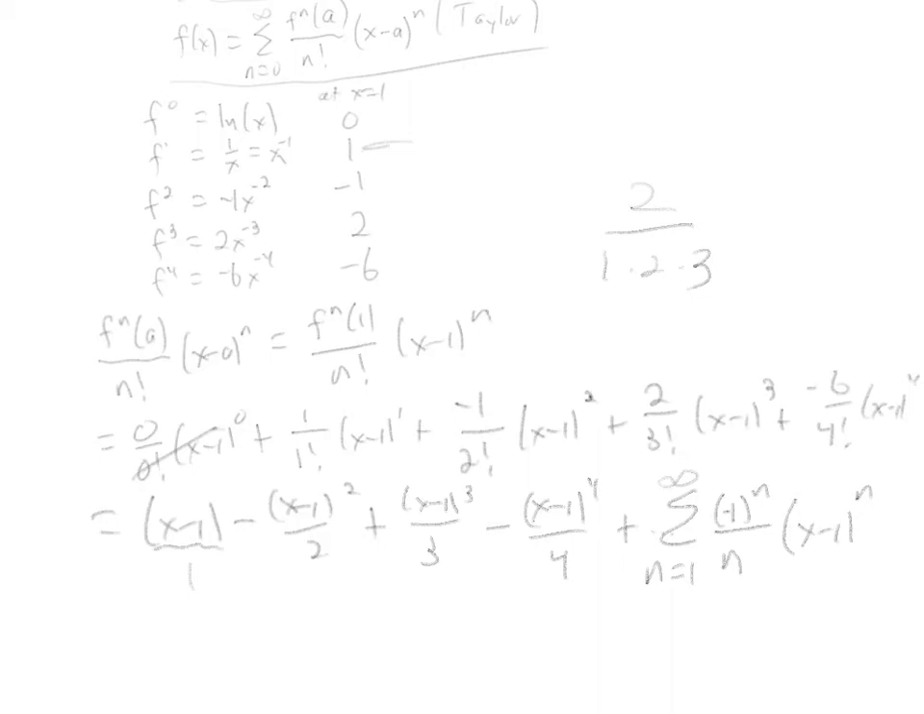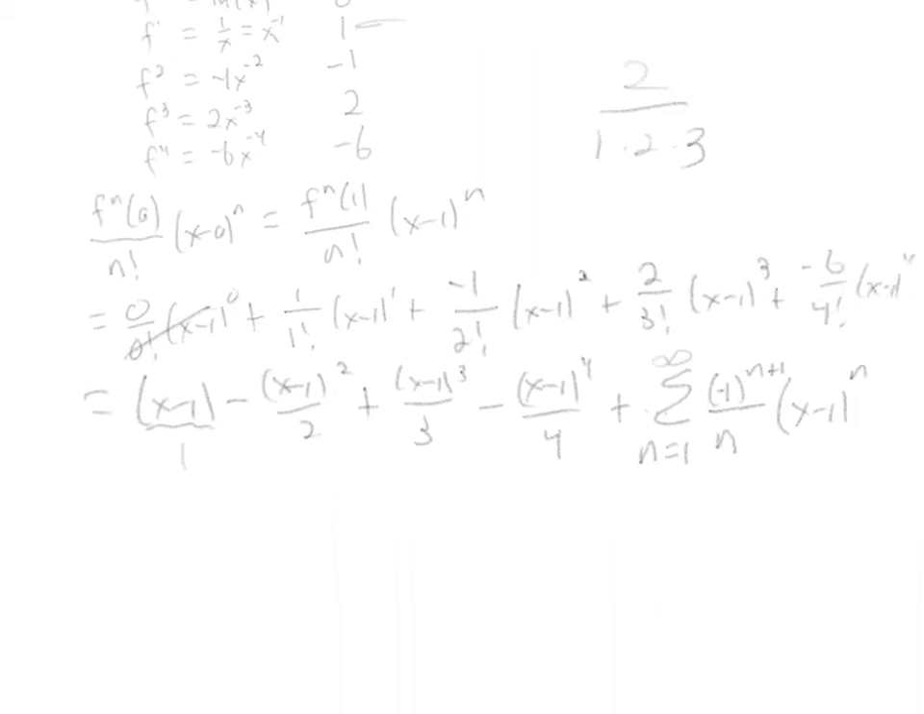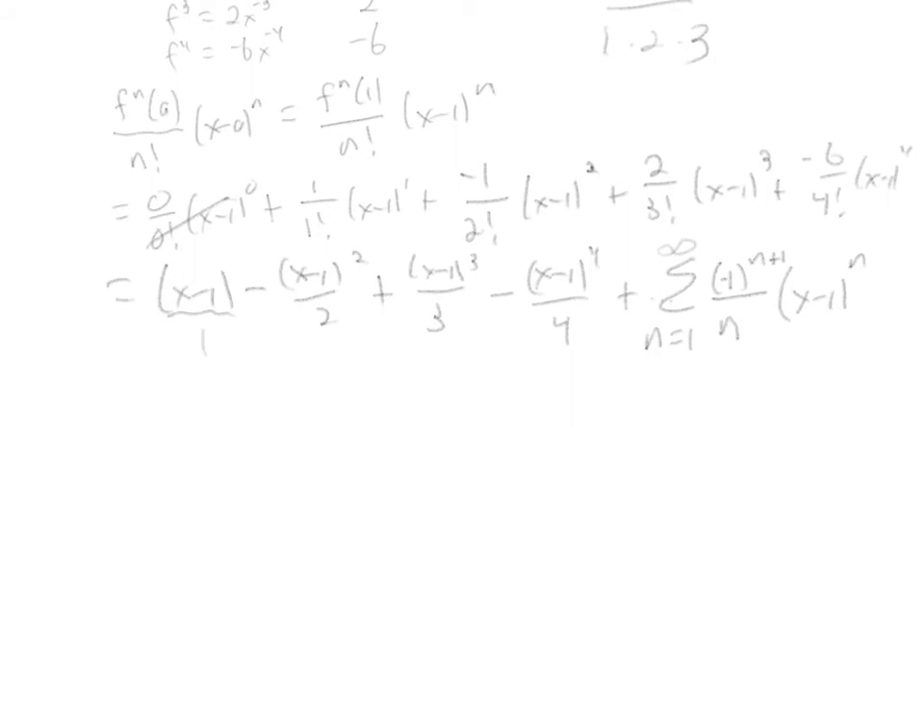And that makes the 1, 2, 3, 4 in the bottom and the 1, 2, 3, 4 as the exponent. I just need to add 1 to the n plus the sign switcher. Now that's the fourth order. That's the general term for this Taylor series. Now, of course, I need to find the interval of convergence.